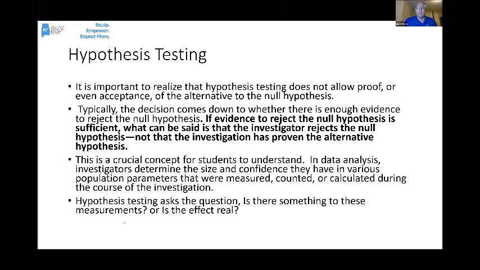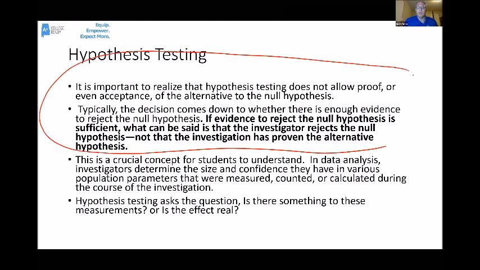Here I say that same kind of thing a different way. It's important to realize that hypothesis testing does not allow proof or even acceptance of an alternative to the null hypothesis. Typically, it comes down to whether or not there's enough evidence to do what we call rejecting the null hypothesis. If we reject the null hypothesis, we're rejecting the idea that there's no difference between our two groups, which means there is a difference. And if there is a difference, that's evidence for that other hypothesis that we came up with, the alternative one.